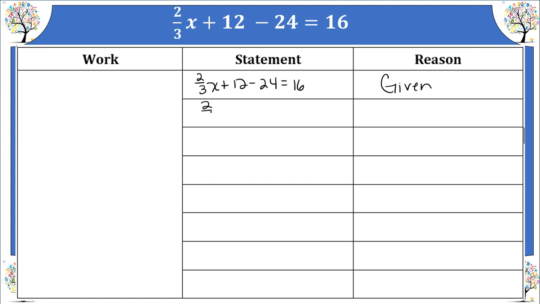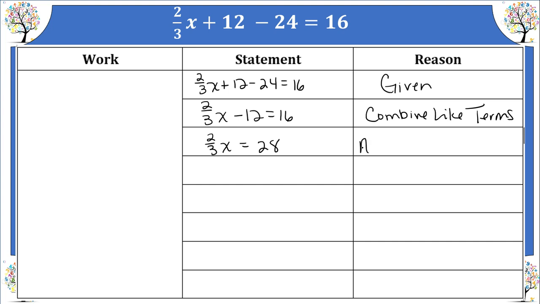So here, the first thing we need to do is combine like terms. So when I combine these, I get minus 12 equals 16. So we're just going to say combine like terms. And some people are more detailed in their 2-column proof than others. I'm just going to keep it basic. The next thing we're going to do is add 12 to both sides. So if I add 12 to the left and I add 12 to the right, that's going to be the addition property of equality. And we can just abbreviate here.